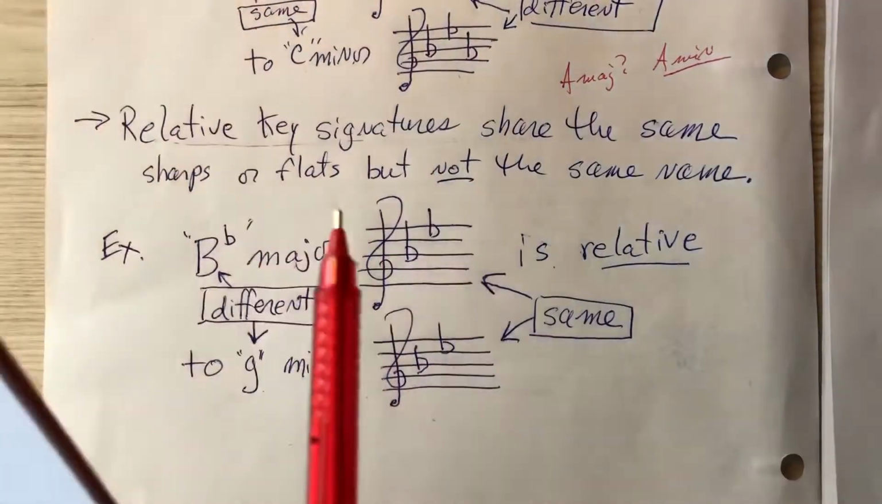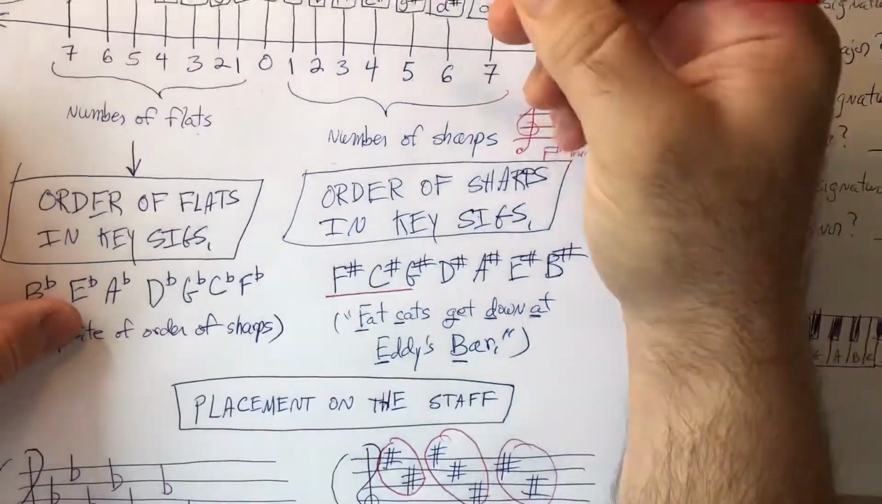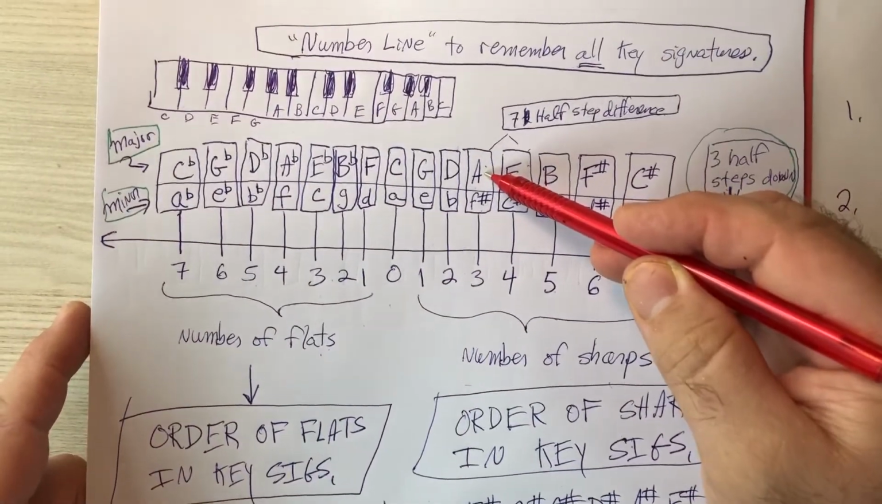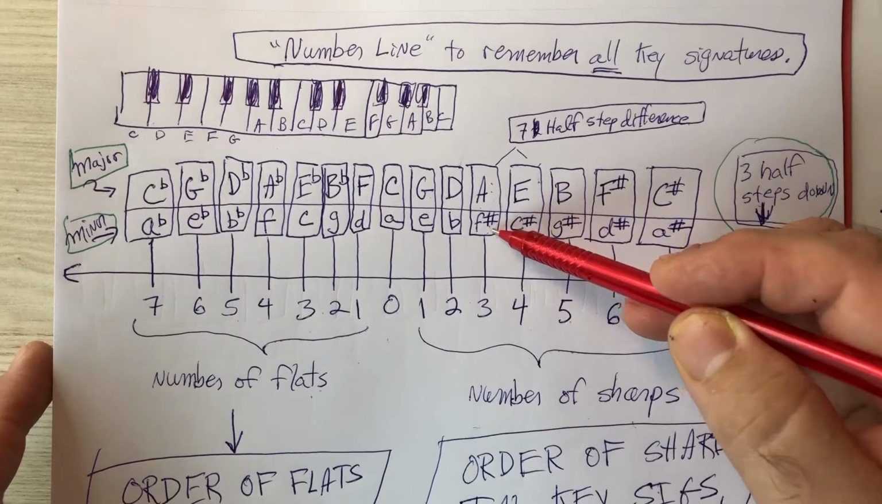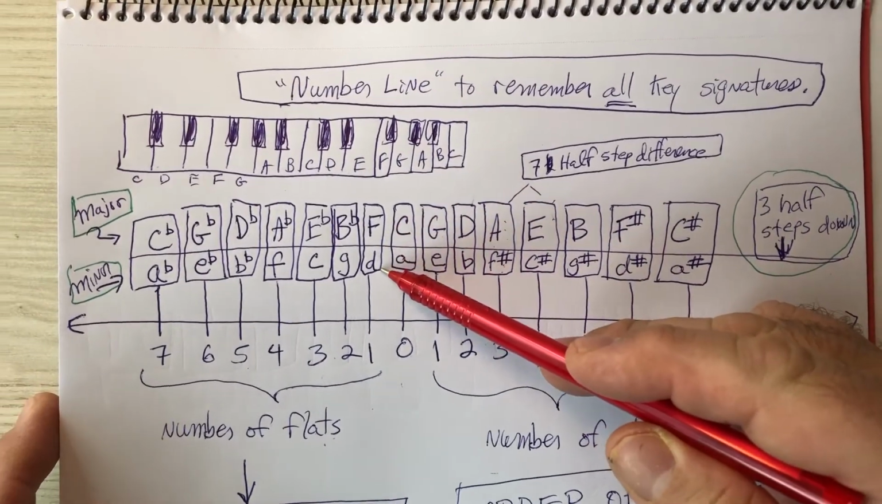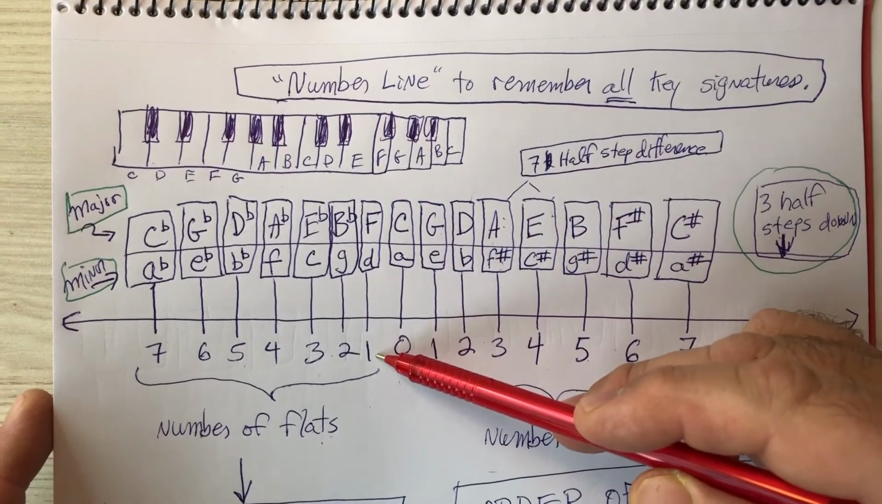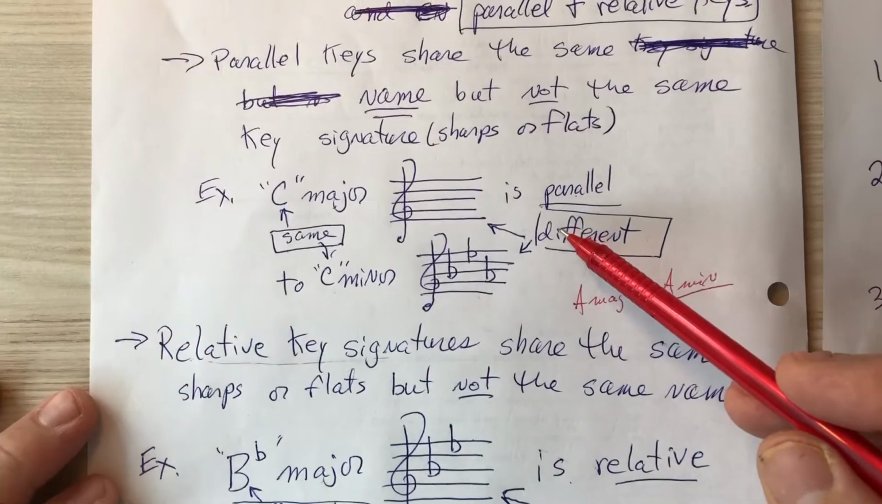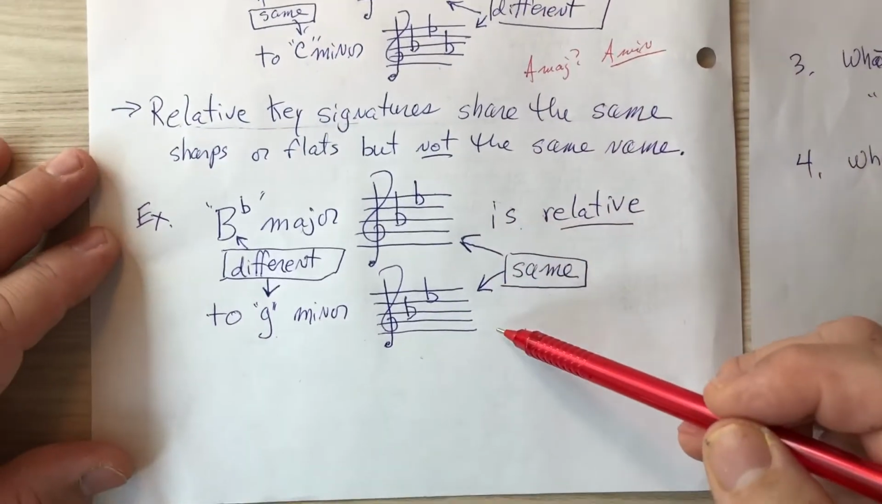Okay, so B flat major is relative to G minor. I'm going to put the chart back here in case it's not memorized. So these are all relative key signatures. A major is relative to F sharp minor because they have the same key signature. F major is relative to D minor because they have the same key signature. Okay, so parallel has the same name, relative has the same key signature.